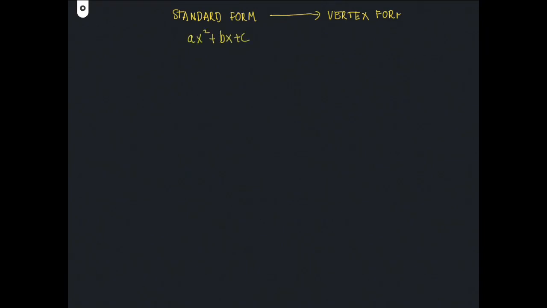So I'm going to show you now how to change a quadratic from standard form into the vertex form. We are going to use the completing the square method. I explained the beginning part of completing the square in a separate video, so if you would like to see how it looks using a diagram, please check it out. Recall standard form is ax squared plus bx plus c, and vertex form is a(x minus h) squared plus k.